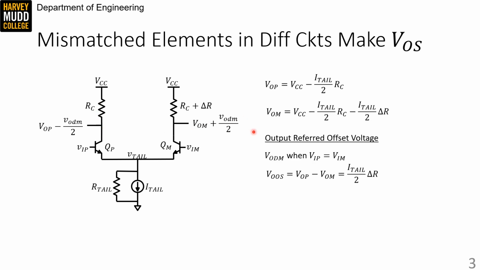This difference in output voltages has a special name. It's the output referred offset voltage. You find the output referred offset voltage by finding the difference between VOP and VOM when the inputs are equal to one another.